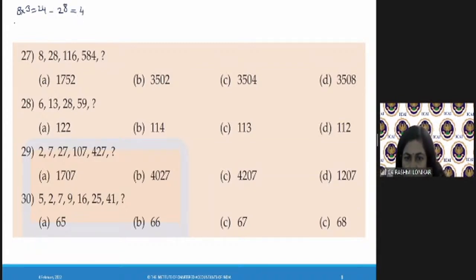Now let me see 28 threes are. What is 28 threes are? Where's my calculator? 28 into 3. 84. No, this is also not working. 3 is 84. So what I do is I try to find whether there is any other method. So let me see what else can I do over here.